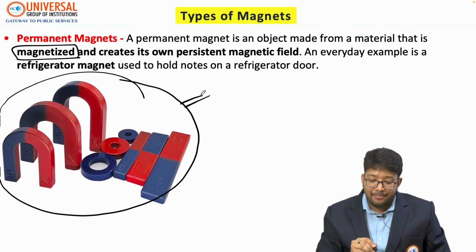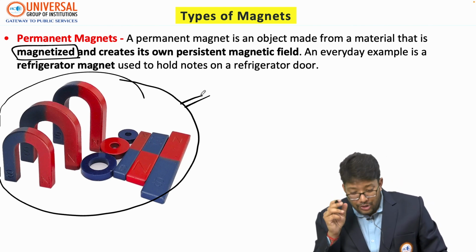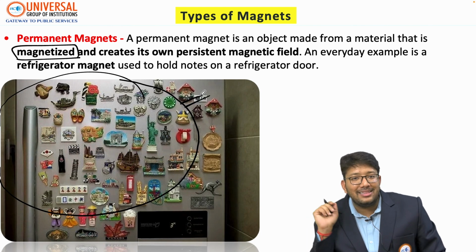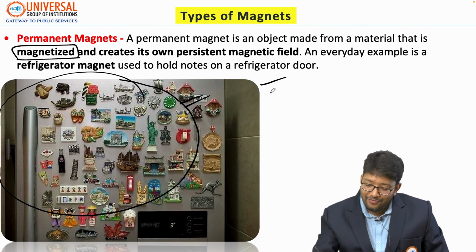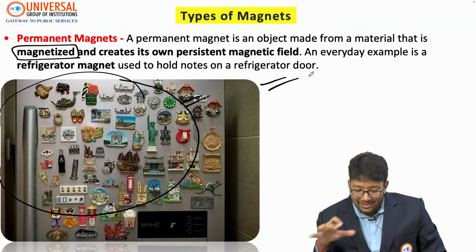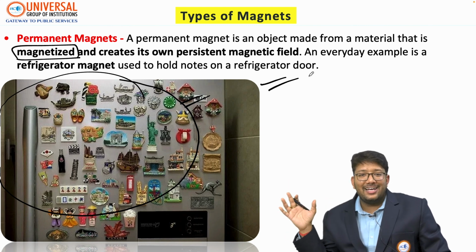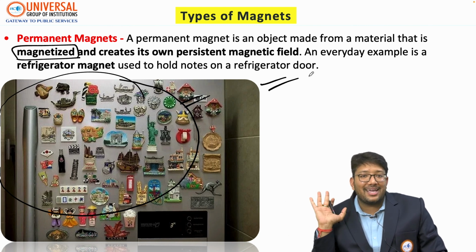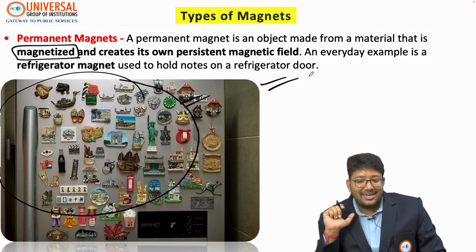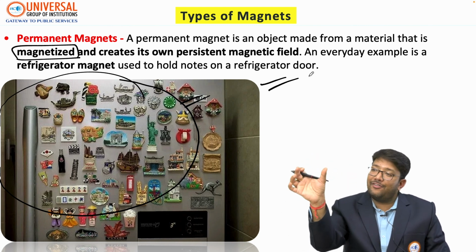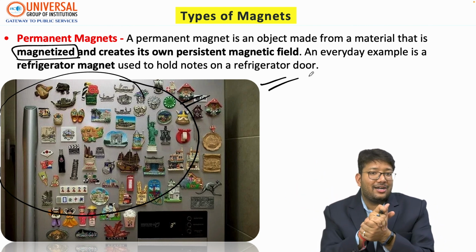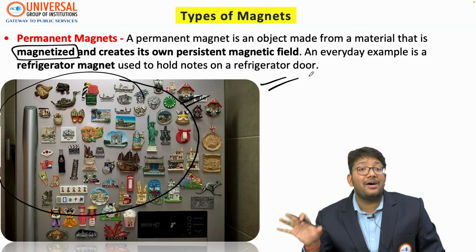An everyday example is a refrigerator magnet used to hold notes on a refrigerator door. In every home we have a refrigerator, and see the photo, the person seems to have a lot of refrigerator magnets. We simply put the magnet on the refrigerator door, and it will be connected to that. So these are called permanent magnets.